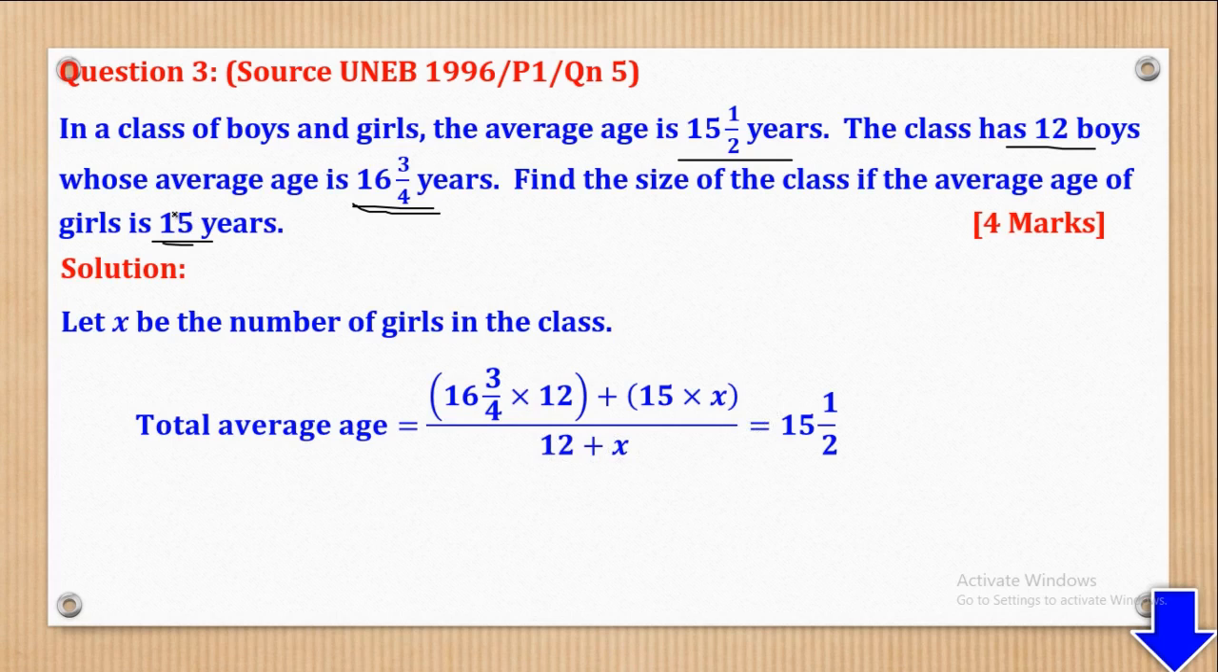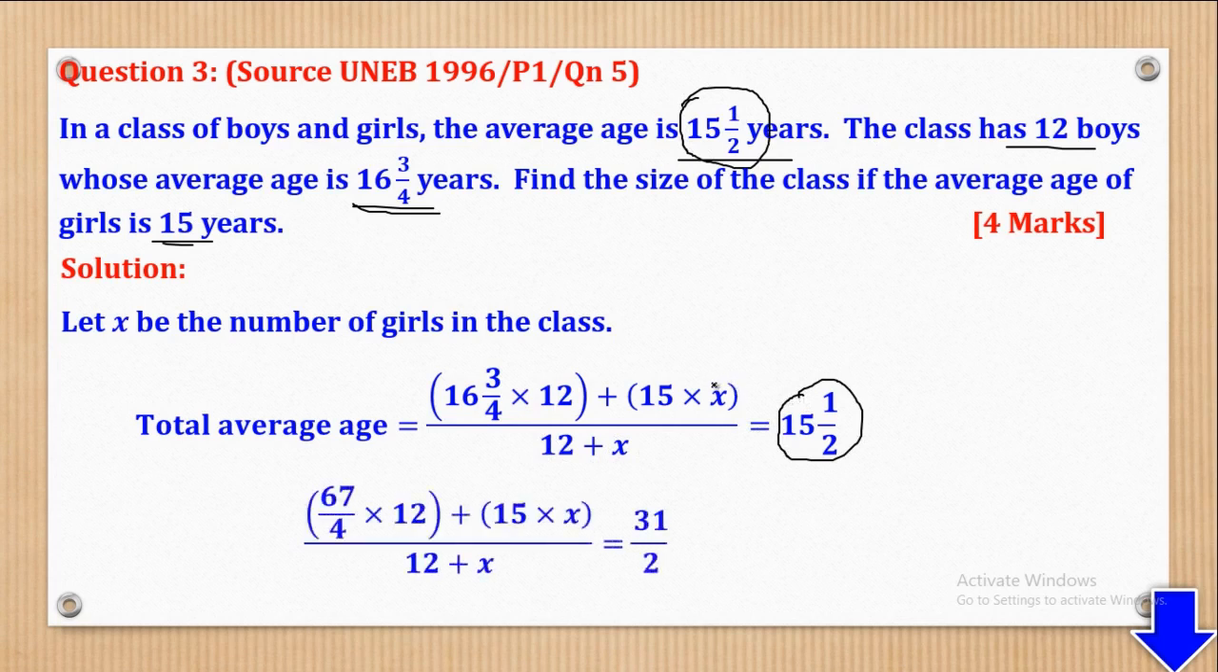But the total average will be 15.5, so that's why you equate to 15.5 here. Next is to simplify. So 16 and 3/4 will be 67/4 multiplied by 12, and this will be 15x, and this will still remain as that. Now 15.5 will become 31/2. Okay, so now that we have done that, next we will have to simplify further.